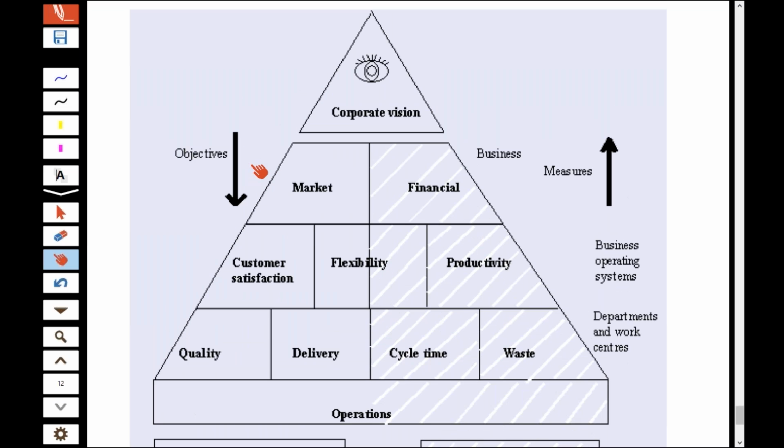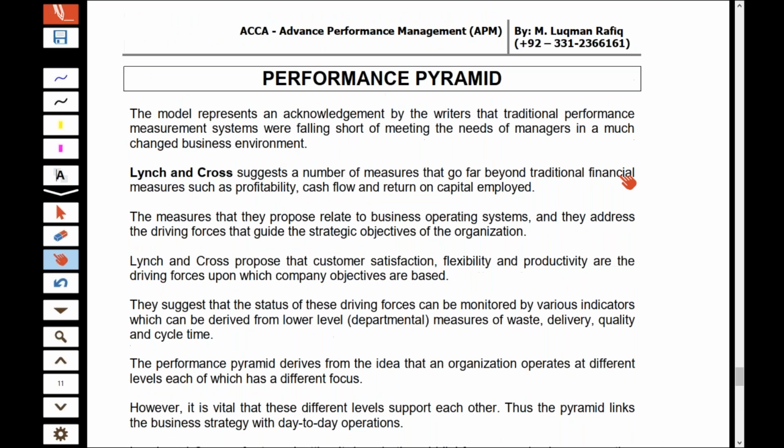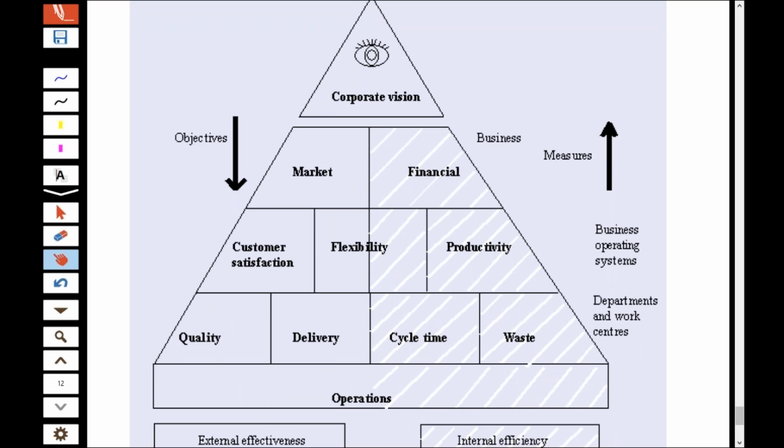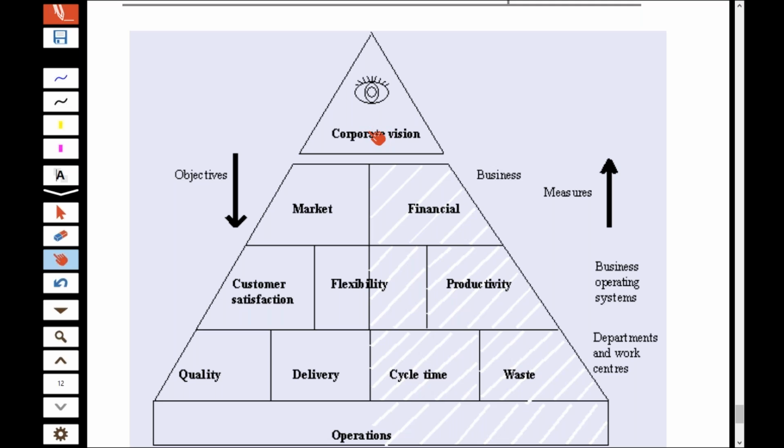Okay, now the last model that we are going to discuss is termed the performance pyramid. This is another important model with respect to performance management, and I'm going to have a quick discussion about it. If you look at this performance pyramid model, you could see the top is vision, then market and financial, then customer satisfaction, flexibility, productivity, then quality, delivery, cycle time, waste, etc. What does this performance pyramid reflect? The performance pyramid reflects the three layers of an organization: the strategic level, the tactical level, and the operational level.